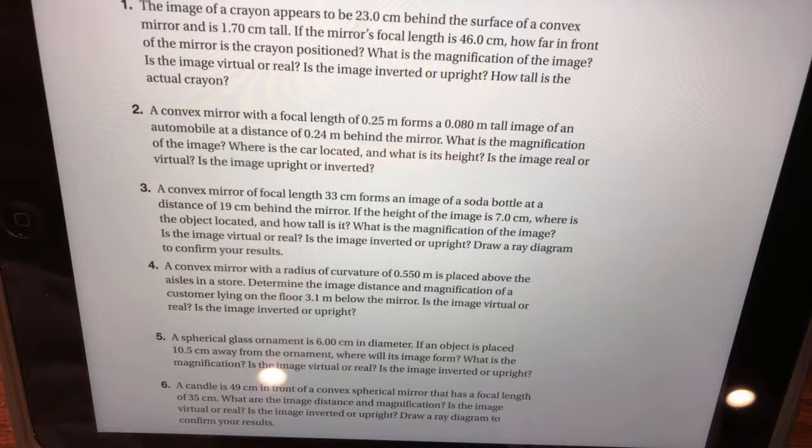So anyway, physics HMH book. That sounds about right. Yeah, that sounds about right.